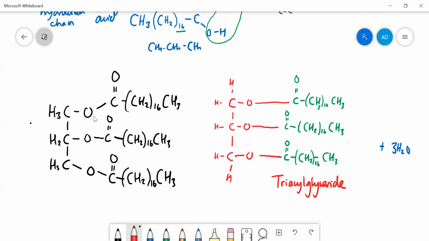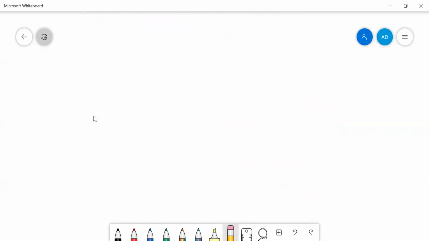Okay, that's a fat. Right, we need to know these triacyl glycerides are converted into 2 useful products, and we need to know about each one. Right, so let's clear that and write down what they are. Okay, so triacyl glycerides.